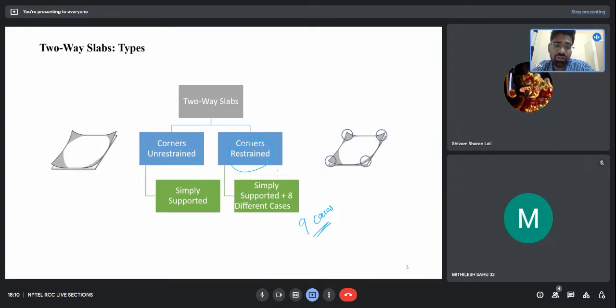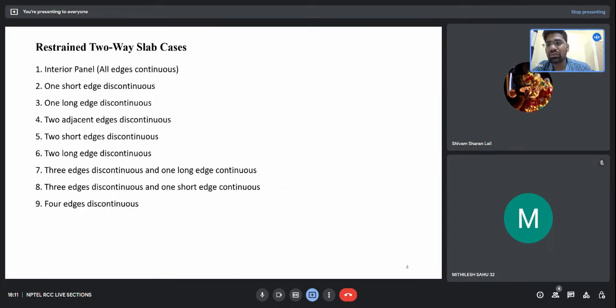And based upon the different types of support condition, whether my longer edge is continuous or my shorter edge is continuous or discontinuous, based upon all of these conditions I have eight other conditions. And what all are these eight conditions we will be seeing just in a minute. So these are all the nine conditions. These nine conditions I will be making simpler for you in the next slide. Okay, so let's talk about these nine conditions.